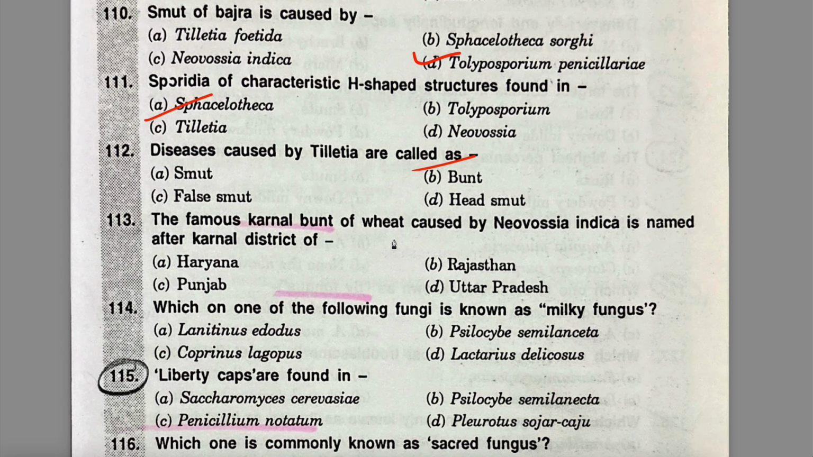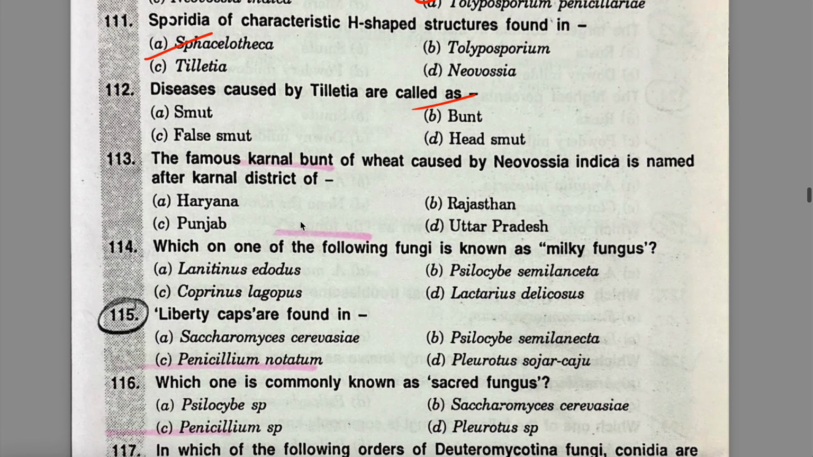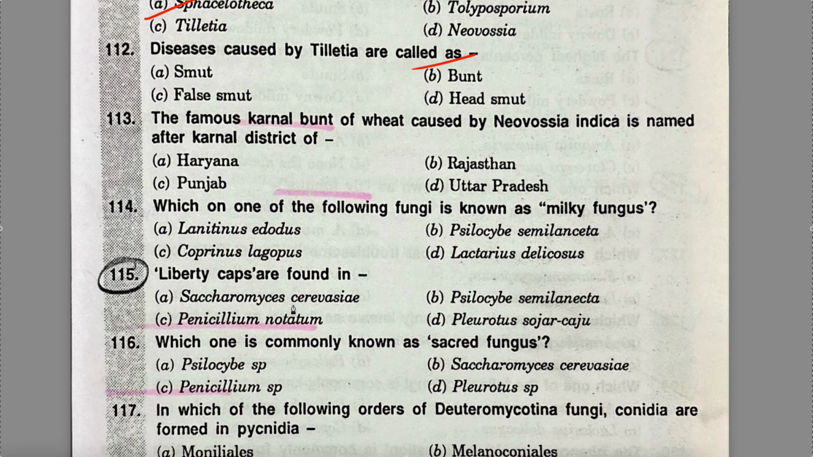113. The famous Karnal bunt of wheat caused by Neovossia indica is named after Karnal district of Haryana, Rajasthan, Punjab, or Uttar Pradesh? It's Haryana. Karnal is a district of Haryana. 114. Which one of the following fungi is known as milky fungus? Lentinus, Xylaria, Coprinus, or Lactarius?